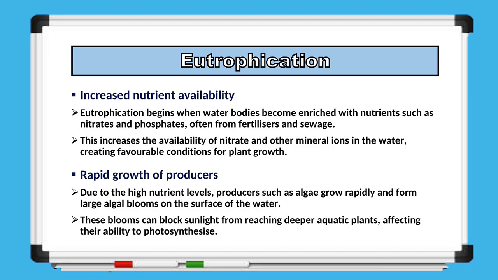The second stage is the rapid growth of producers. Because nutrients are now abundant, algae and other producers reproduce very quickly, forming a dense algal bloom across the water's surface. This thick layer blocks sunlight from reaching the aquatic plants growing below, reducing their ability to carry out photosynthesis.